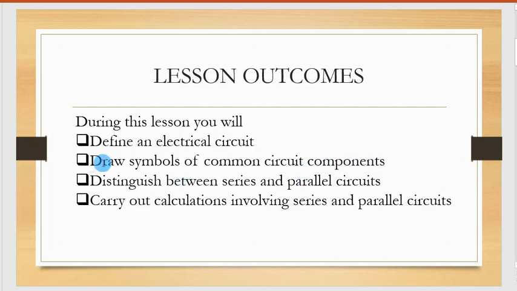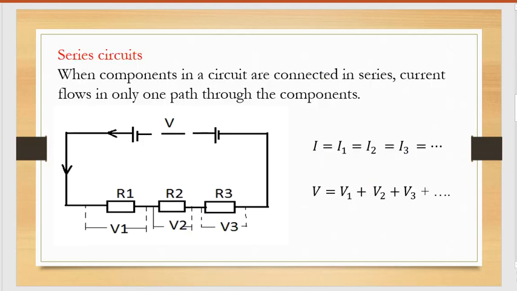Now we go to look at series circuits. So we are on series circuits. When components in a circuit are connected in series, it simply means that current flows in only one path through the components. So that's the meaning of series. Series means that when current is flowing through the components, it will pass only through one path. It has no alternative path through which to pass.